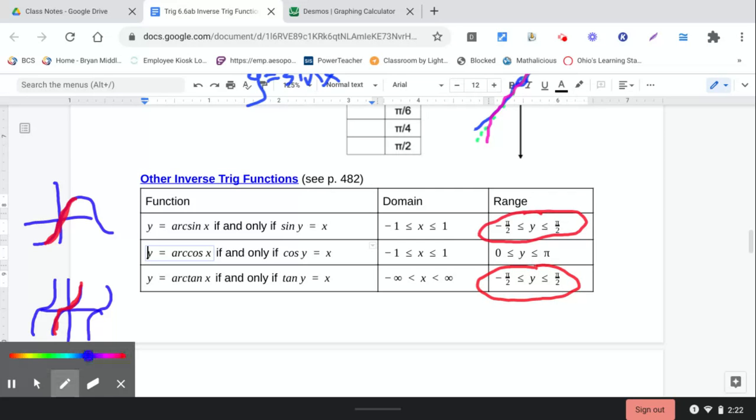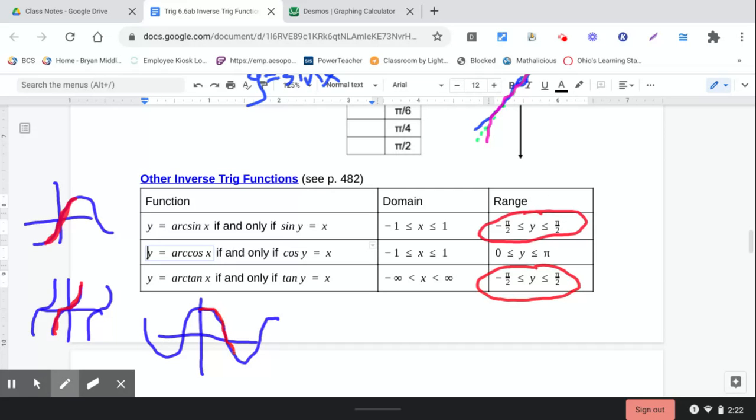Now, the one that's different is cosine. We'll squeeze that in down here. Cosine starts at the crest, and it looks like this. So in order for that to pass the horizontal line test, we restrict from here to here, which is from 0 to pi. Okay, so arc cosine is a little bit different. Now, there's a nice little way to remember this, and it's not here. You might want to add it here on your notes, okay?